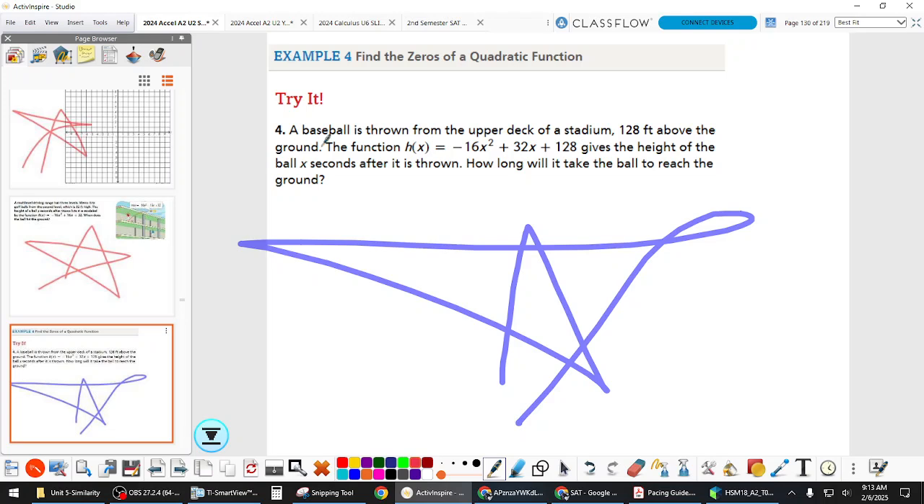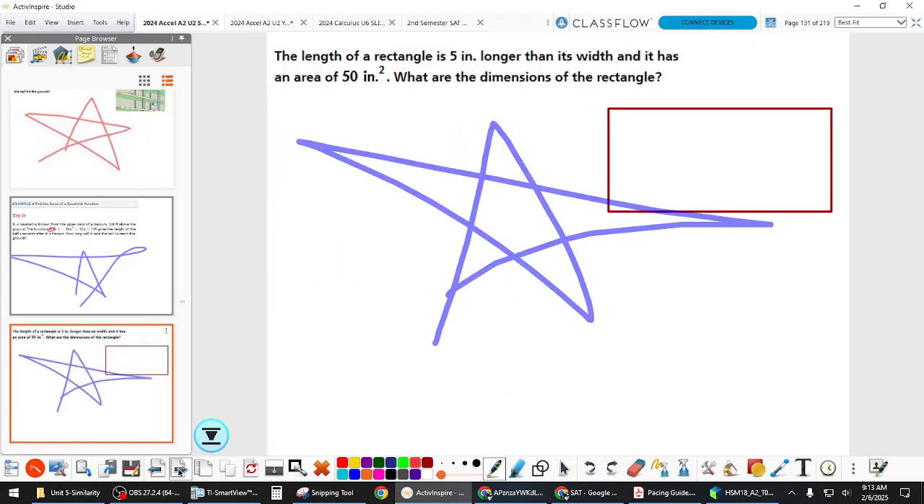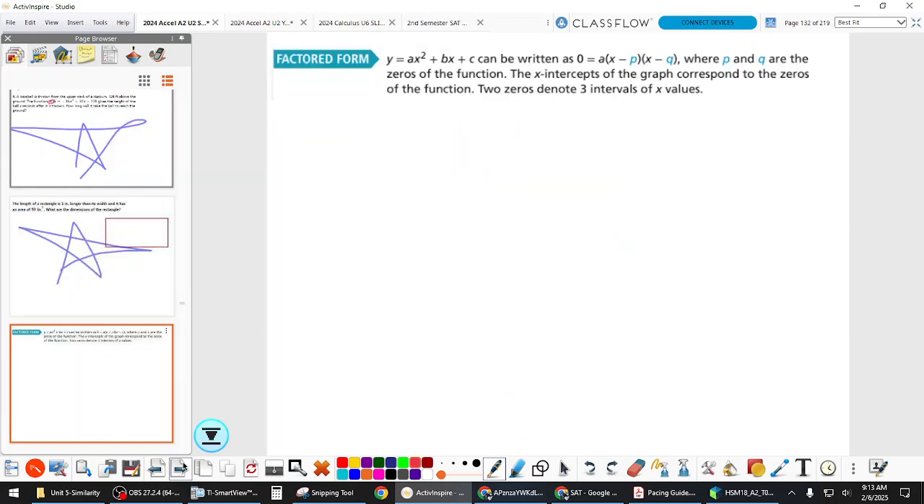How about this one? A baseball is thrown from the upper deck. Apparently we want to hurt somebody. What are we setting to 0 when it reaches the ground? H of x. That whole thing becomes 0, right? How do you solve that? What's your very first thing to do? Look for a GCF, right? And GCF of 6, 10. Alright, I think we're good.